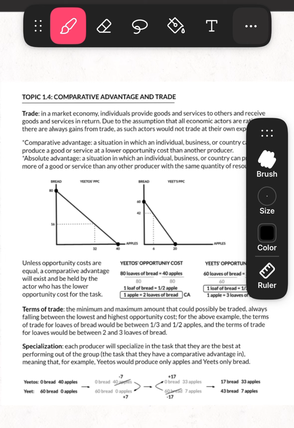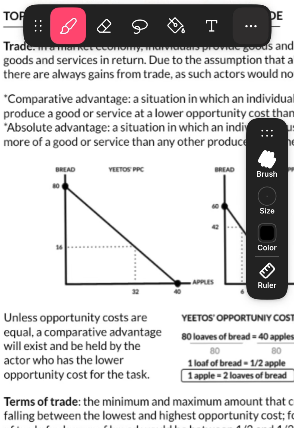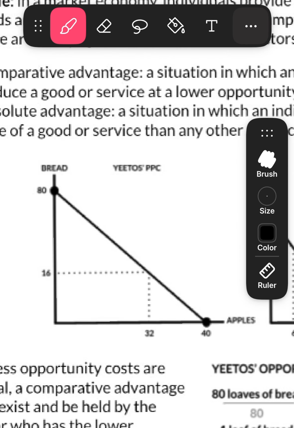And the reason for this is because of comparative advantage. Comparative advantage is a situation in which an individual business or country can produce a good or service at a lower opportunity cost than another producer. So this is going to be involving slope rather than just maximum quantities. And the way we can find opportunity cost is by examining the figure that we're looking at.